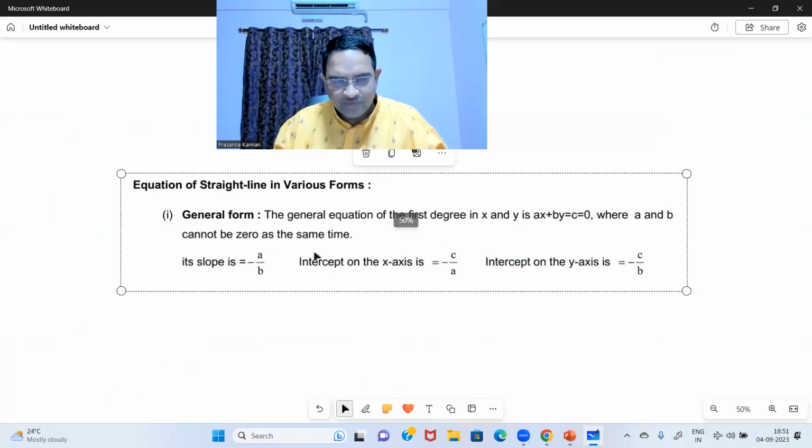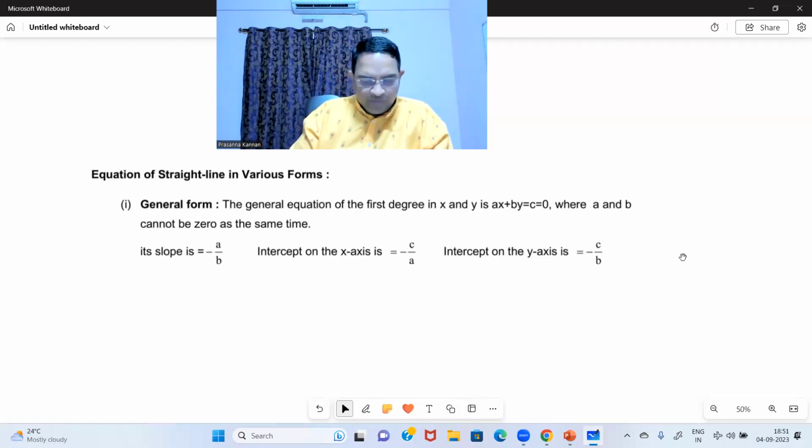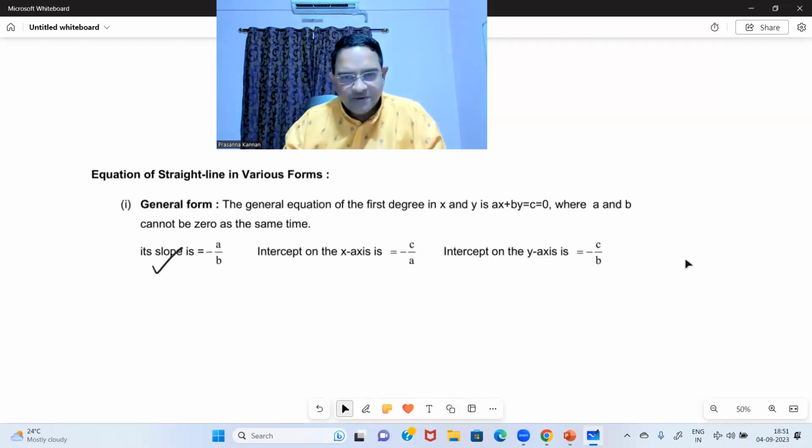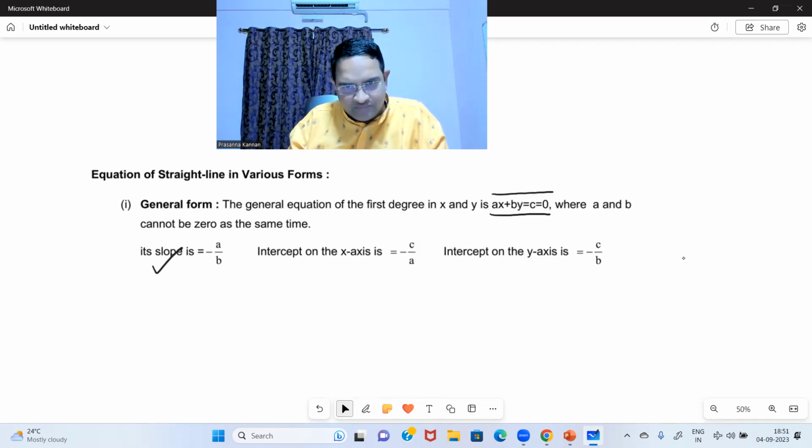So what are all the things that we can get from this? First thing that you will get is slope, right? Is it clear to you? Next thing that you will get from the equation of the straight line ax plus by plus c equal to 0 is, you can find out the y-intercept and the x-intercept. First of all, for that you should know what is meant by y-intercept and x-intercept, right?